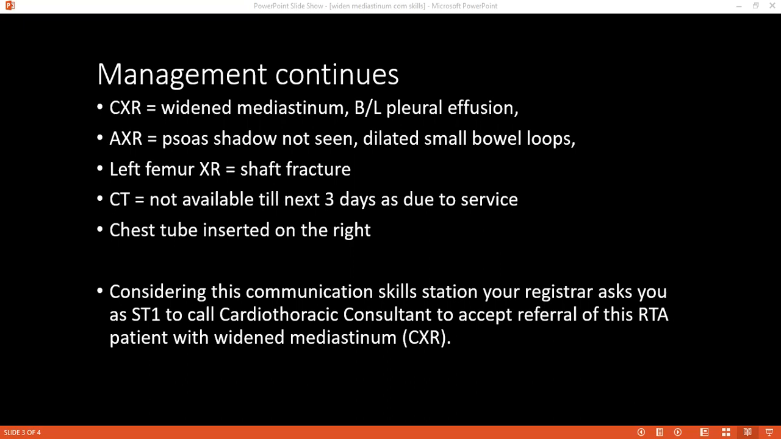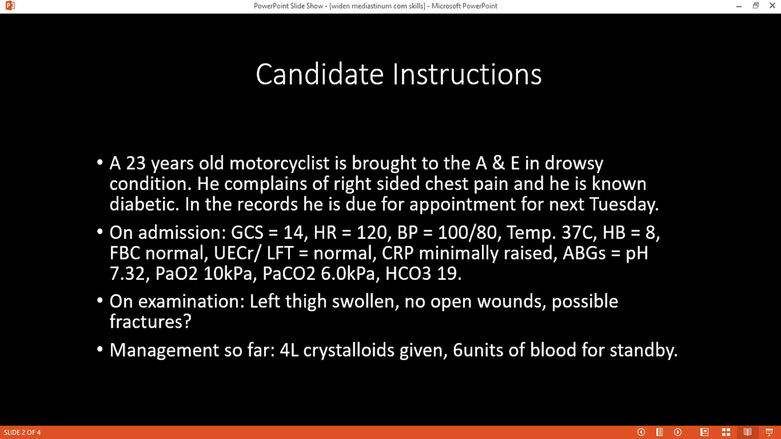Hello, I'm Dr. Muhammad, one of the surgical institute doctors. I'm working in downtown hospital. I'm calling to speak with the cardiothoracic surgeon to ask him to accept a referral for a patient who has been polytraumatized and also has a widened mediastinum on chest X-ray. May I confirm who I'm speaking to, please? Yes, I'm Mr. John. Can you please summarize your case?